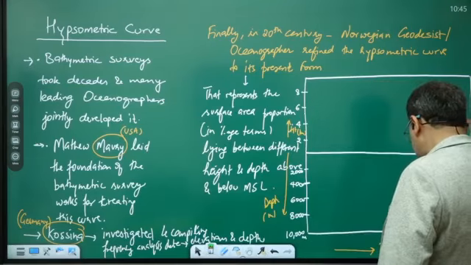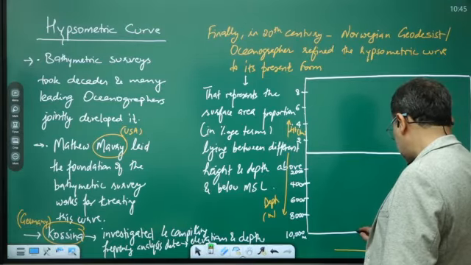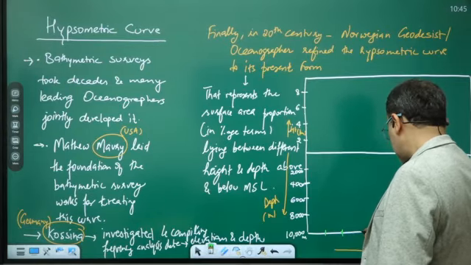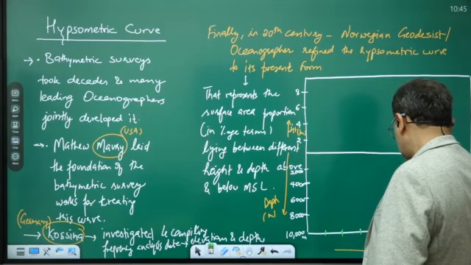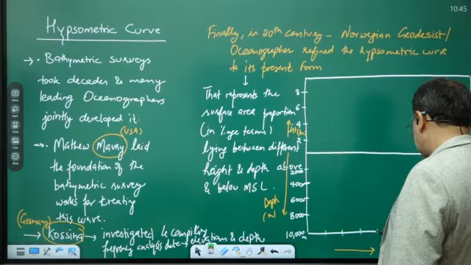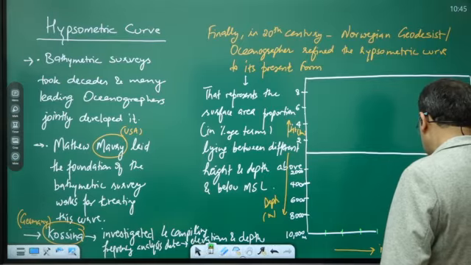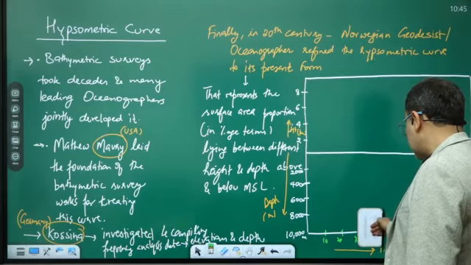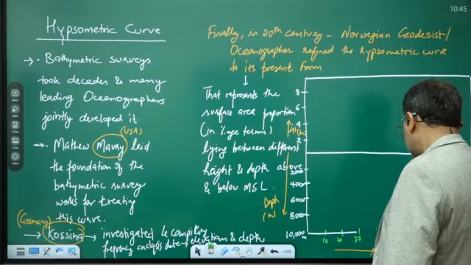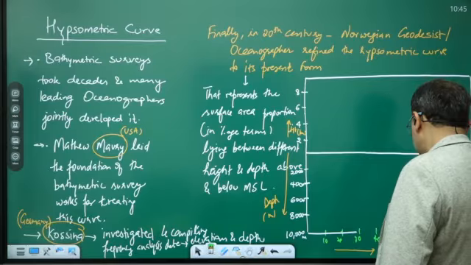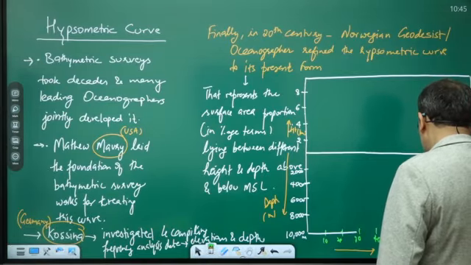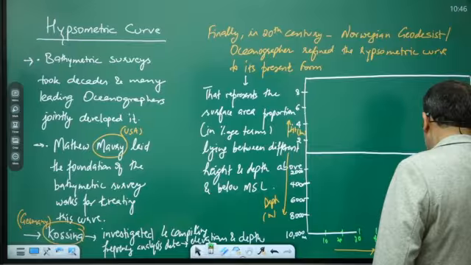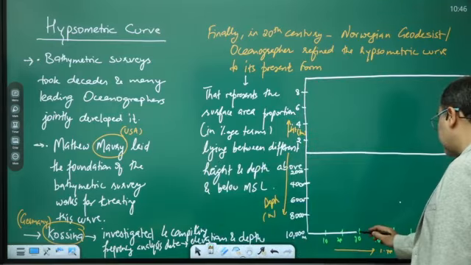So this is going to be your 50, 40, 30, 20, 10. Okay. 10, 20, 30, 40, 50, 60, 70, 80, 90. It should have been a little to the side, but it won't make a difference.